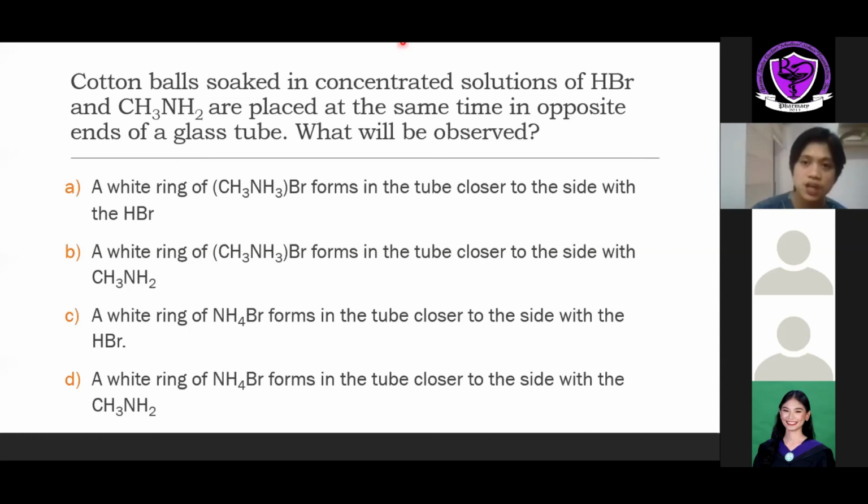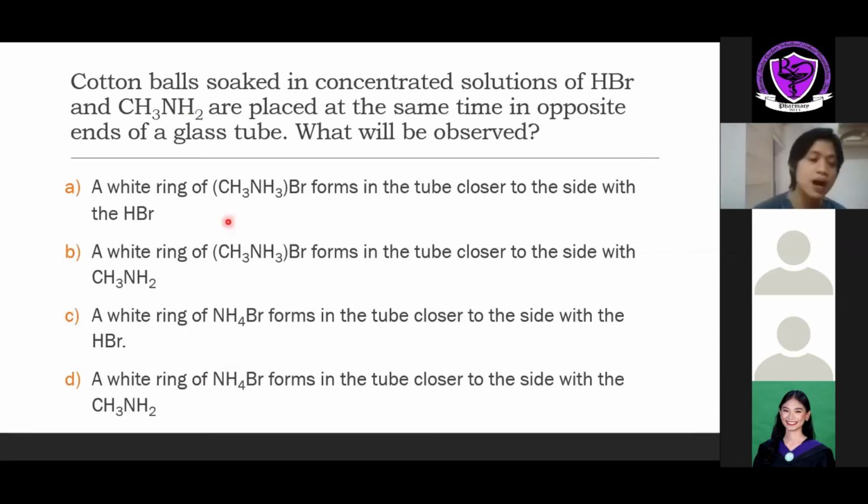Okay. So the first step here will be to determine what the product is. Will we form this one? Methylammonium or ammonium bromide? Etong product na to o etong product na to? Remember, naka-plug yan. So, ibig sabihin, walang dapat mawala. Hindi dapat mawala yung methyl radical. So, definitely, hindi ito yung answer. Dito na lang tayo sa dalawa.